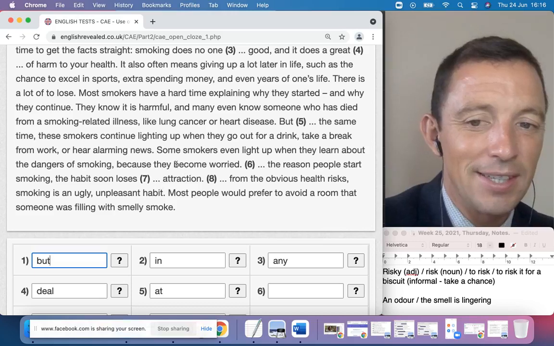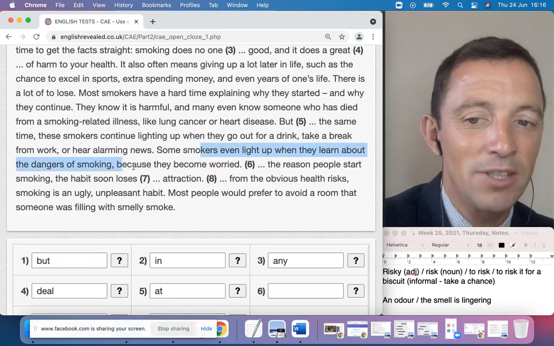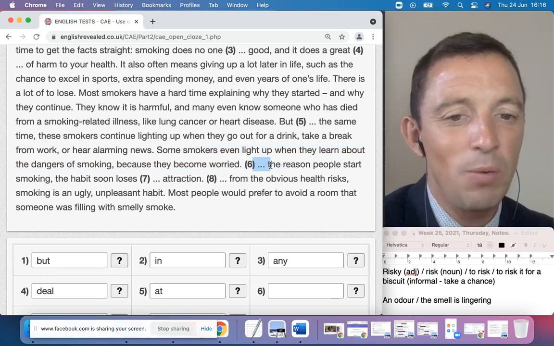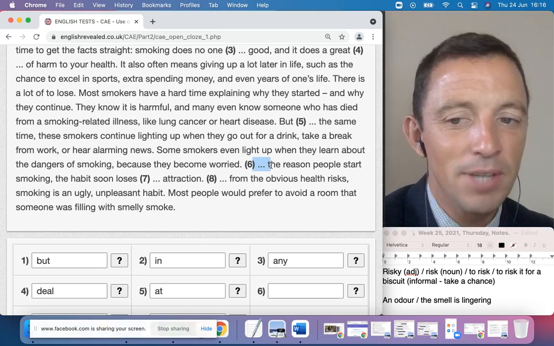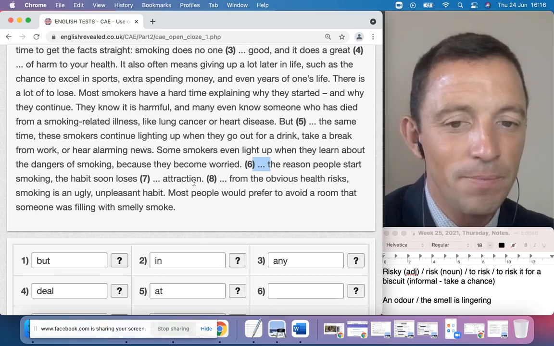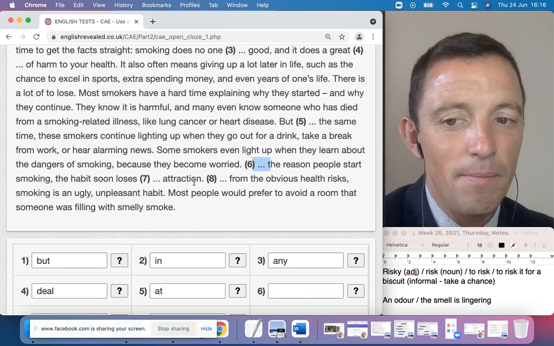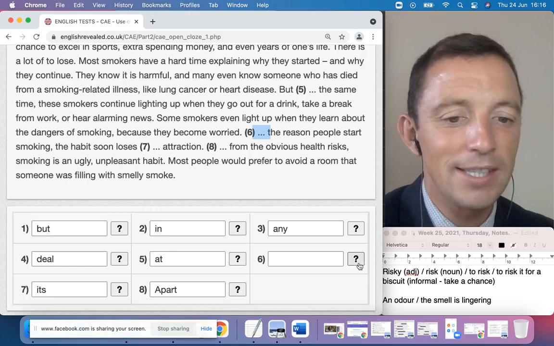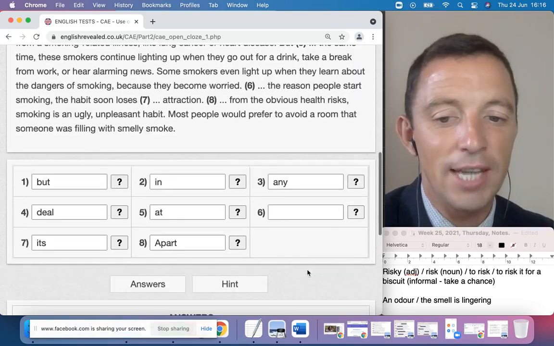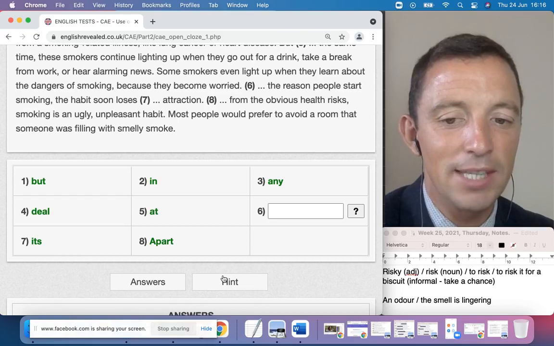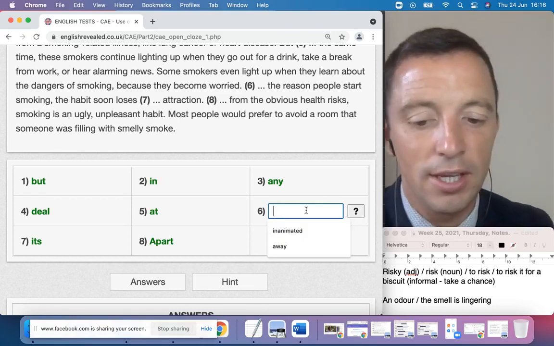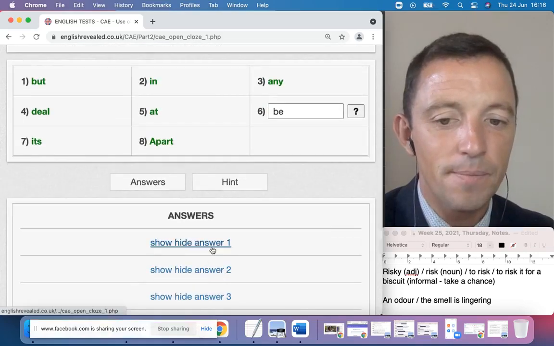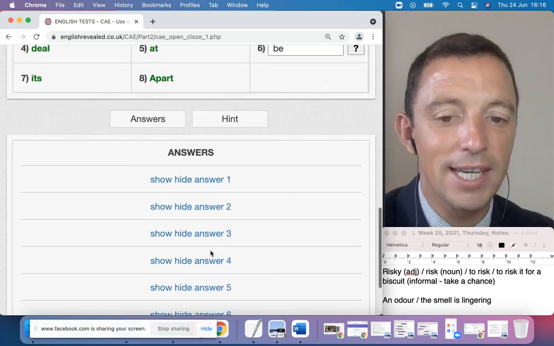And number 6, some smokers even light up when they learn about the danger of smoking because they become worried. The reason people start smoking, if the reasons... I don't know. We need a clue. What's the clue for 6? Well, they're not going to give me the clue. So let's check the answers for the other ones. The hint for number 6, we don't know. Let's try B just for a test. No, they're not going to give me the answers. So we need to show answer 6.